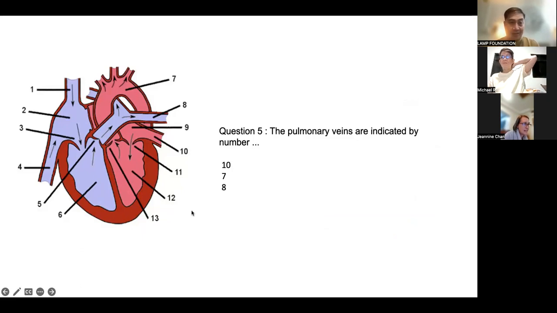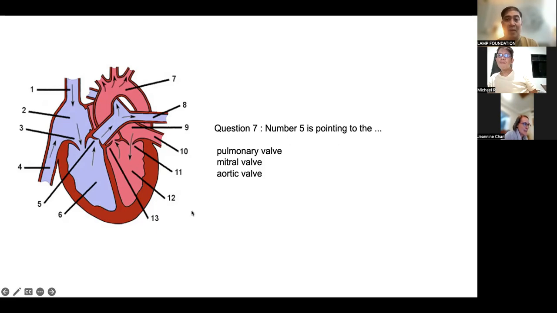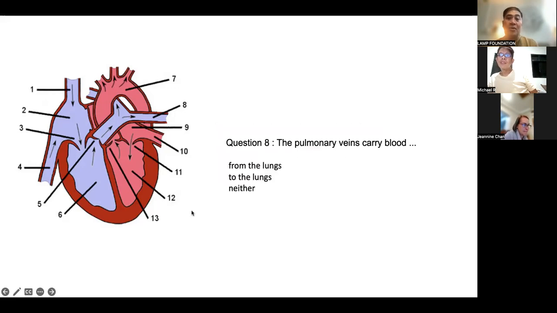10. Pulmonary veins. 10 daw. Yeah, 10. Okay. The average human heart, so ngayon mabago mo na yung answer. The average human heart beats, how many? 72 beats per minute. Number 5 is pointing to? Number 5, pulmonary valves. Pulmonary veins carry blood?